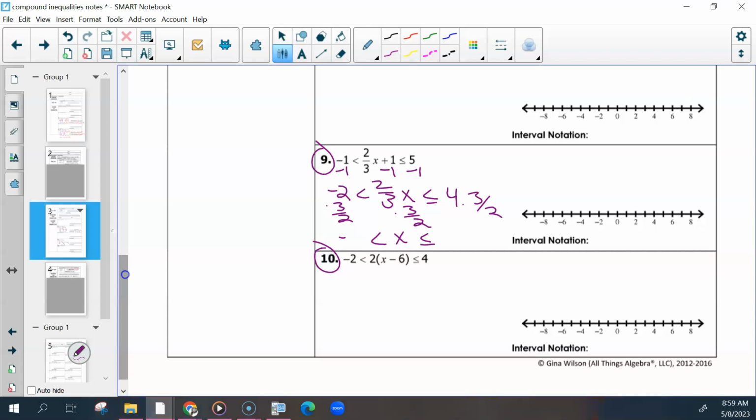For the first one, -3. And the second? So this would be open, the -3. This would be closed, the 6. So the interval notation would be parenthesis, bracket. What questions do we have on that?